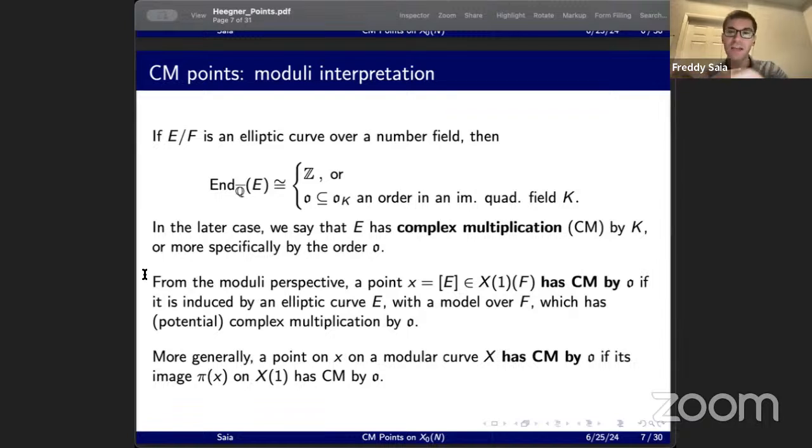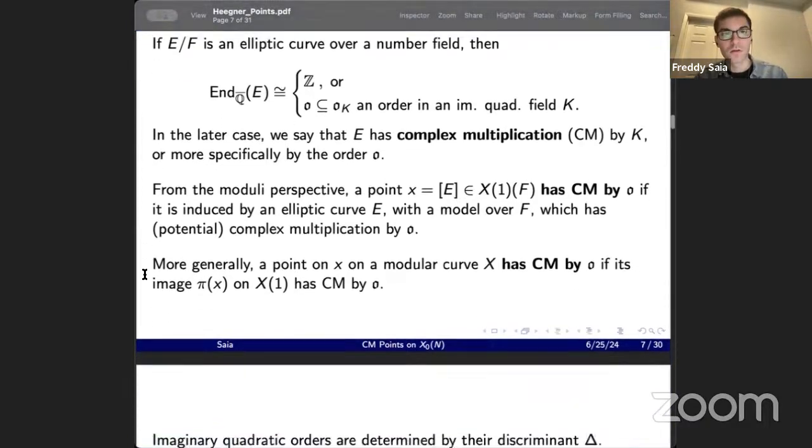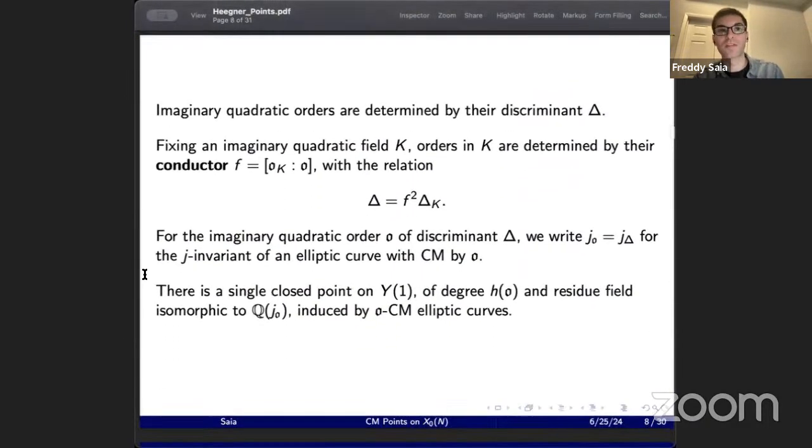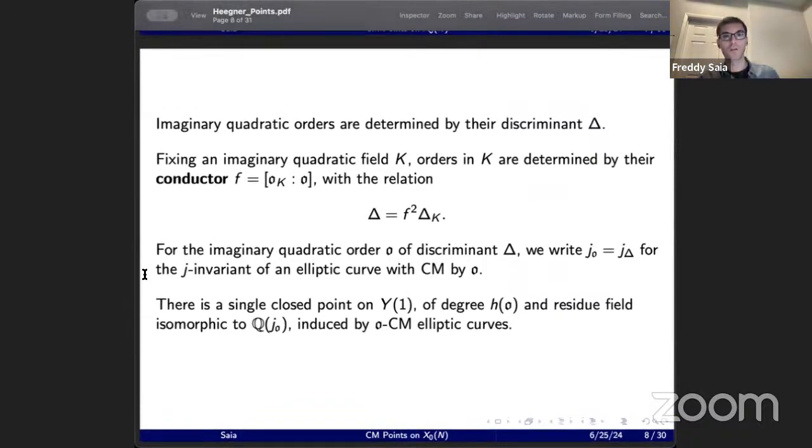But I like this vantage of thinking about it as a property that's preserved along fibers, because then you start thinking about the OCM loci on these curves, the collection of closed points with CM by a specified order. And you're just very concretely saying, well, that is just the pre-image of some closed point on the J line. The points in the pre-image of a point on the J line.